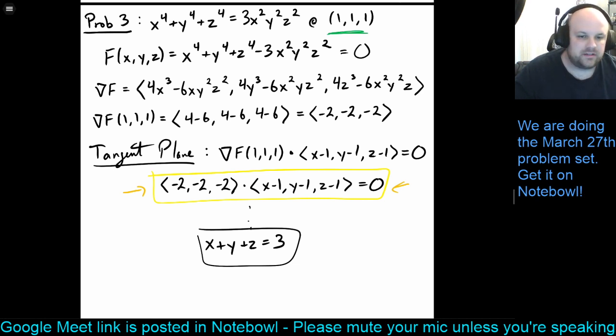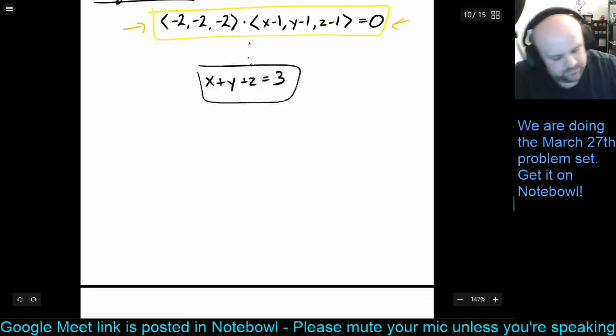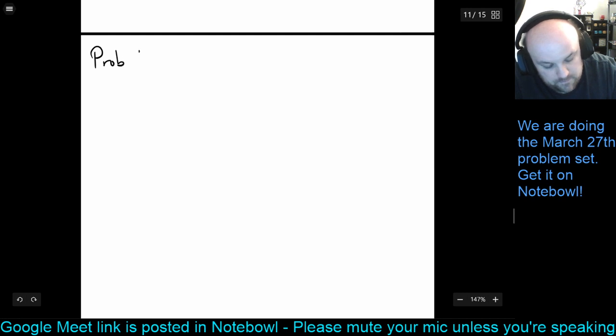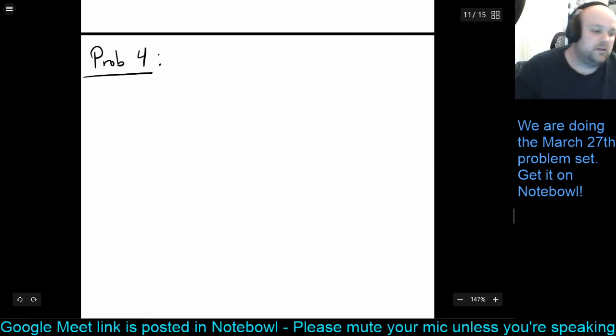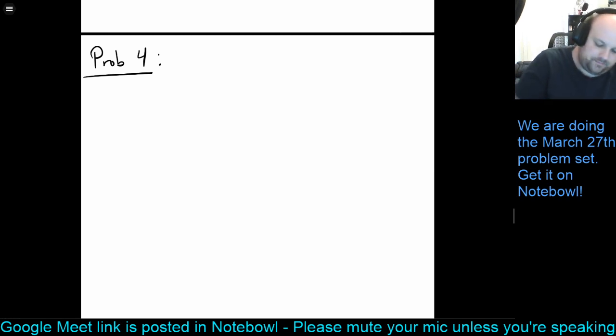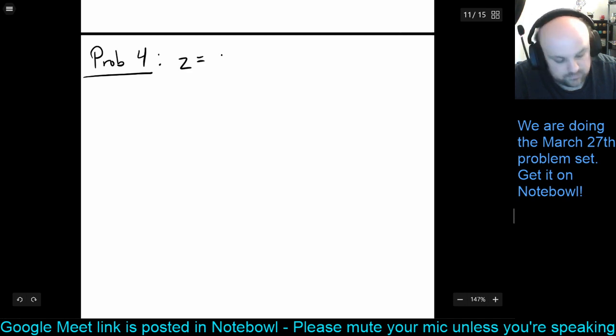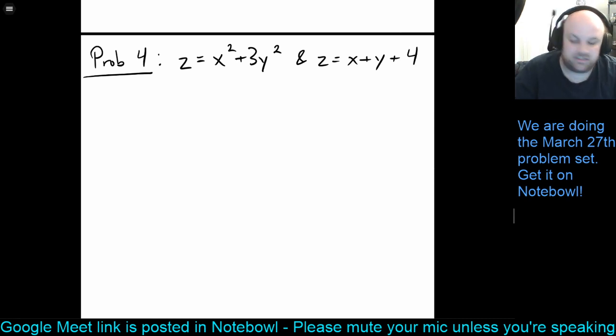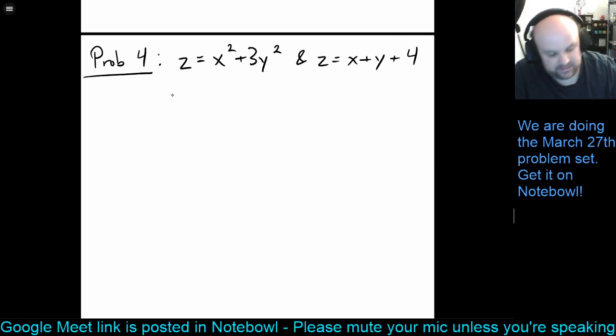All right. Let's go on to the last question here. Problem 4. Here we have two surfaces. We have the paraboloid and the plane. We have these two, and they intersect in some curve C.